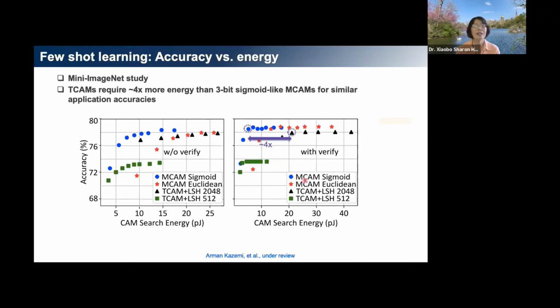Okay, and I also plotted both the Euclidean distance and sigmoid distance. The sigmoid is the blue ones, and the Euclidean is the red one. Again, you can see that they offer similar accuracy, but the sigmoid design consumes less energy because it's operating at a relatively low current region, in that linear region. So this is one example.